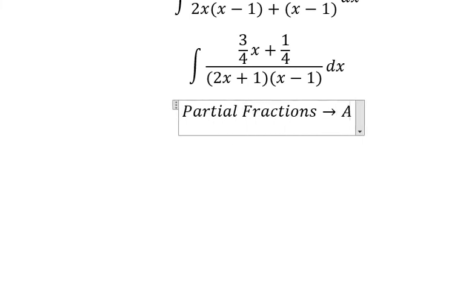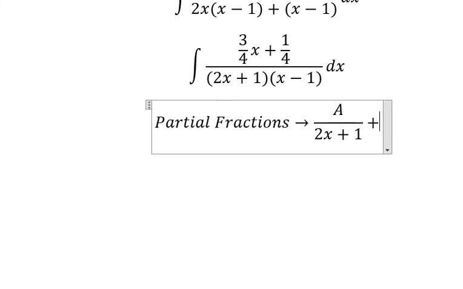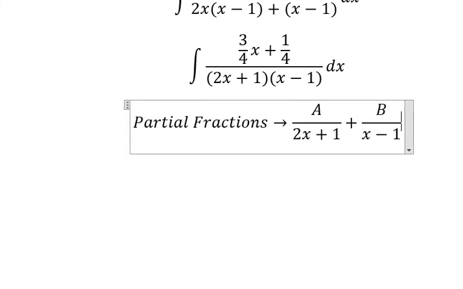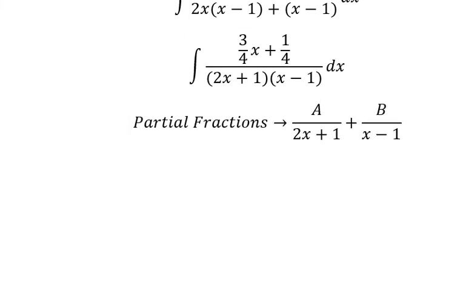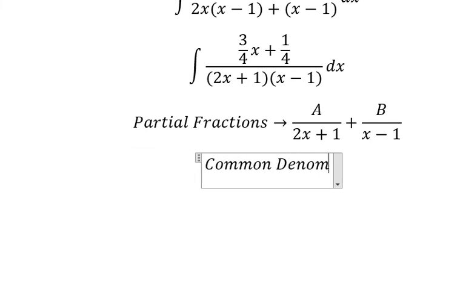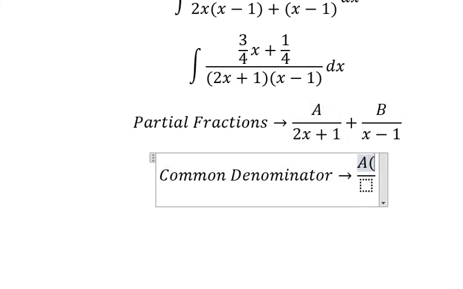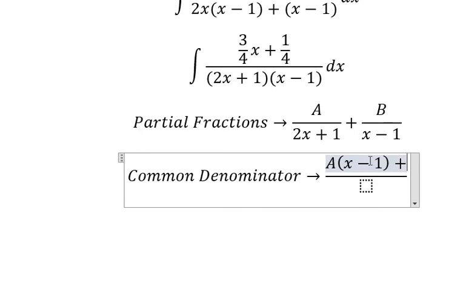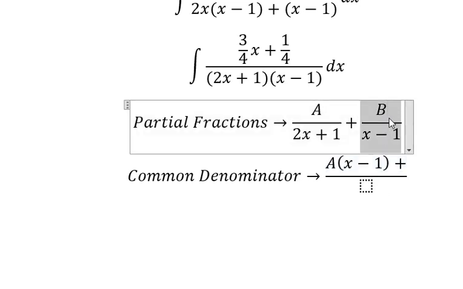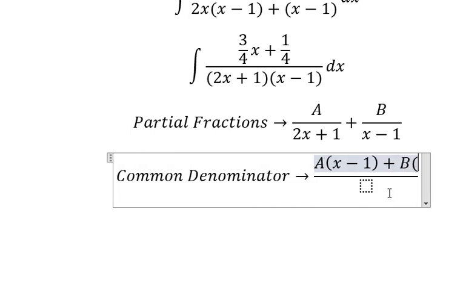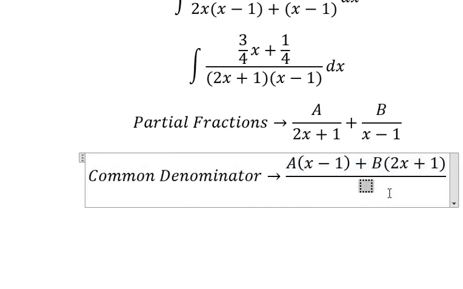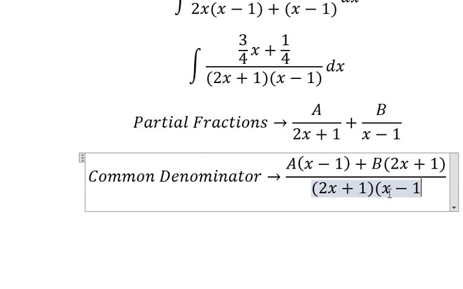So I will put A over 2s plus 1, B over s minus number 1. Later we do common denominator. So this one, it is missing s minus 1. So capital A multiplied by s minus 1. About this one, it is missing 2s plus 1. So capital B multiplied by 2s plus 1. And now we put like this.